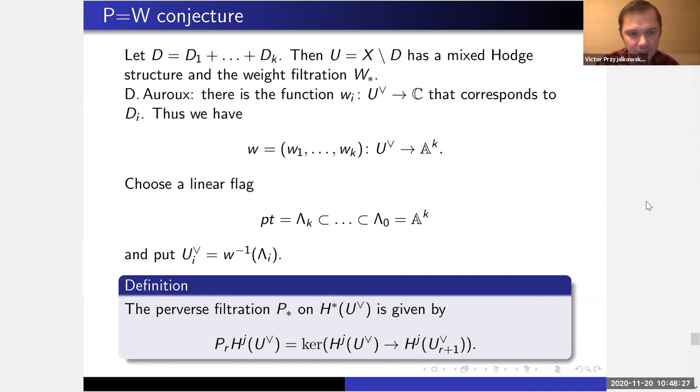And we can define a perverse filtration on cohomology, which is given by the kernels of restriction of cohomology from the total ambient space to each element of this filtration. So it measures on which level of this stratification our cohomology vanishes. This is the perverse filtration.